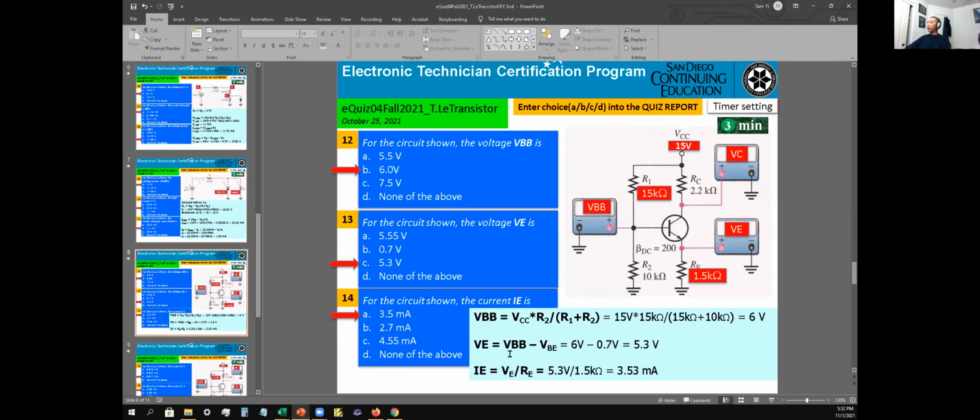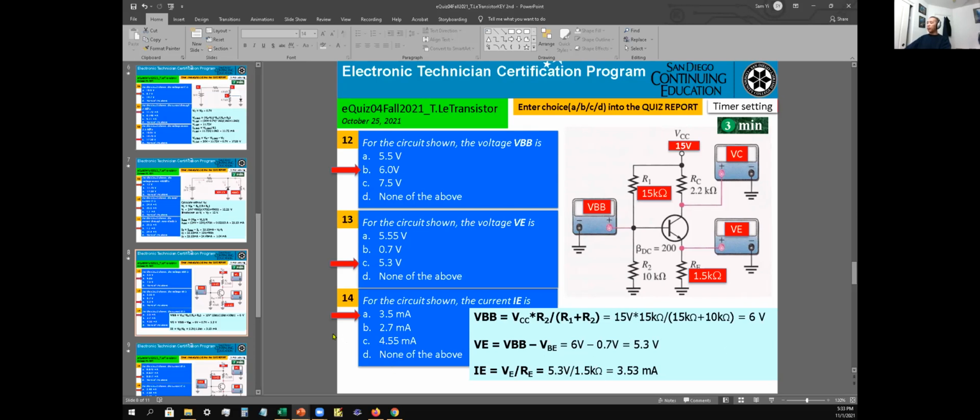So you're going to take the VB minus the VBE, which represents the diode from the base to emitter. That would be 6 volts minus 0.7 volt. That gives you 5.3 volts. So the answer is C as in cat for number 13.